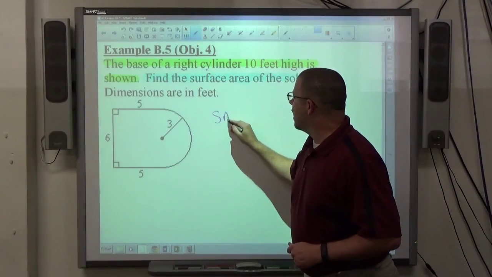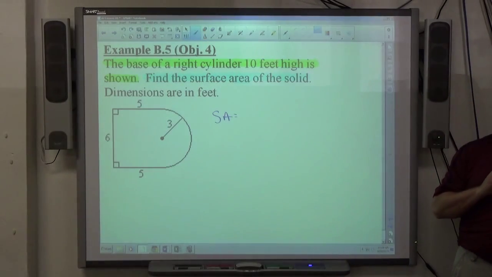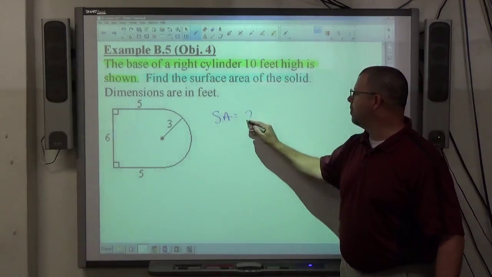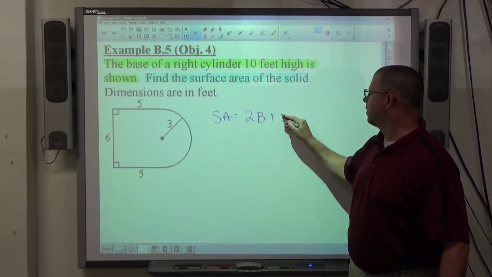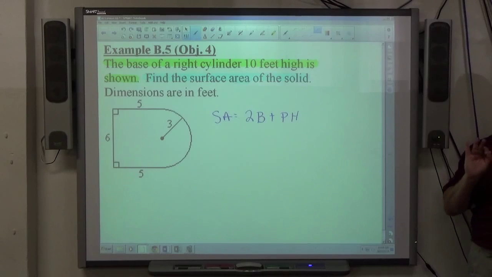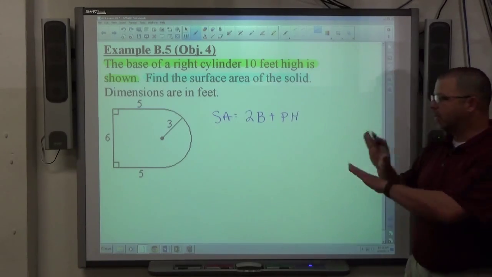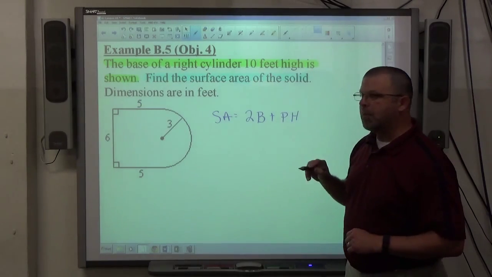The surface area of any cylinder or prism is 2B plus PH. That's the formula. That's the generic formula for any generic figure. If you want to get more specific about specific figures, you can come up with a specific formula for a cube, a specific formula for a circular cylinder, that kind of stuff. But this is just the generic one. It happens for all of them.